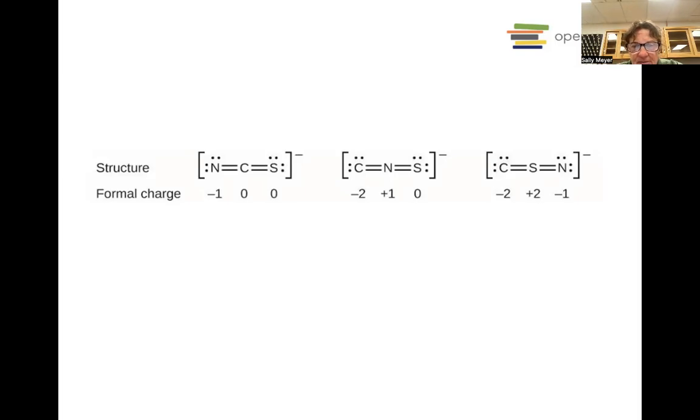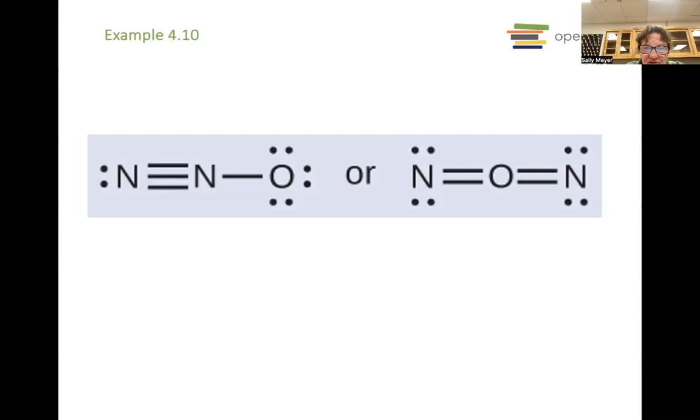So when we look at them and do that formal charge calculation, we get -1, 0, 0, -2, +1, 0, and then we get -2, +2, -1. And so the one on the far left is the most stable, has the lowest formal charges.